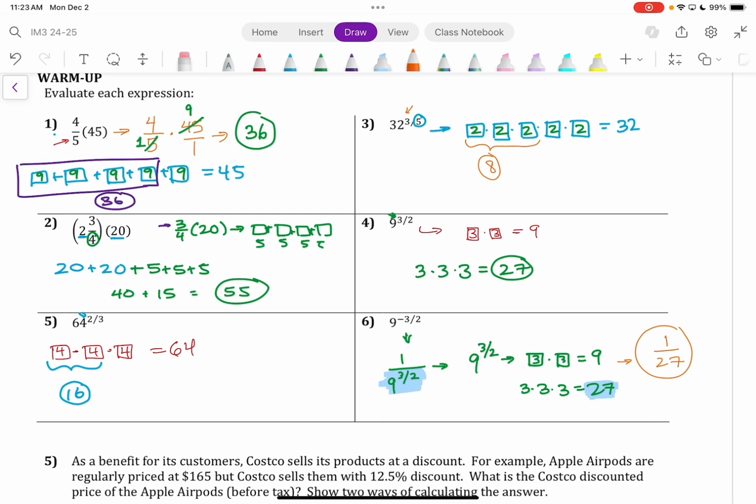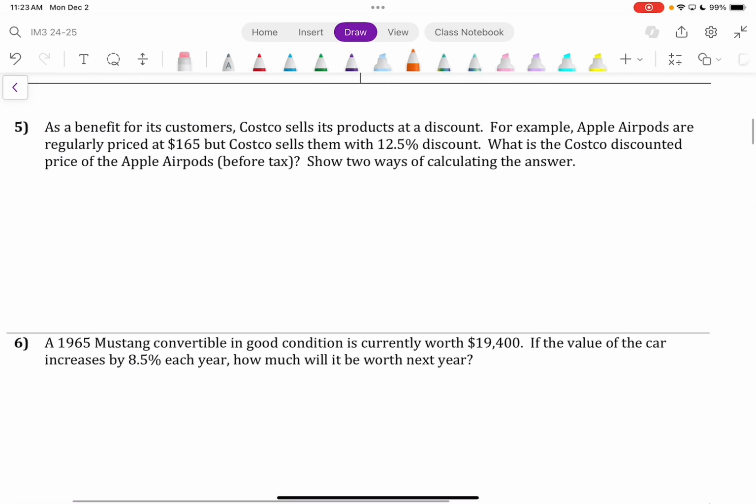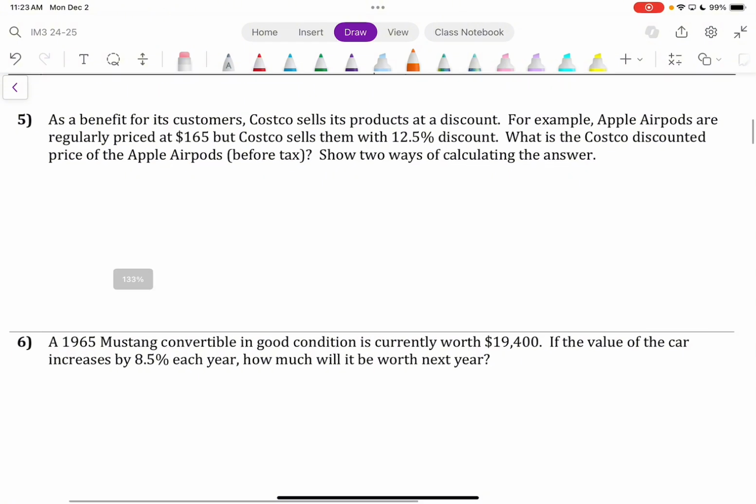Okay? All right. Please make sure you're following along as I go through this warm-up, since it has been quite some time since we've done this together. Okay? Number 5. As a benefit for its customers, Costco sells its products at a discount. For example, AirPods, regularly priced at $165, sell at Costco with a 12.5% discount. What is the Costco price for Apple AirPods without calculating in the tax? So I'll be sticking to just one way, because I believe this way is going to set us up for today's lesson. So I'll be ignoring the second way. So please make sure you're following along.